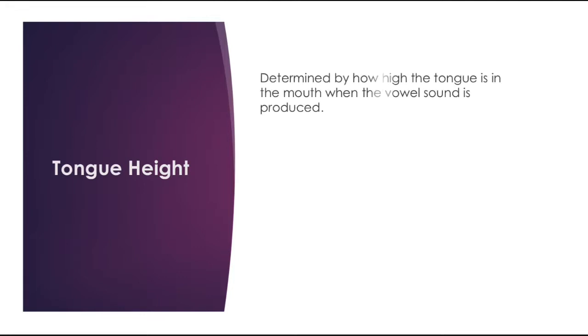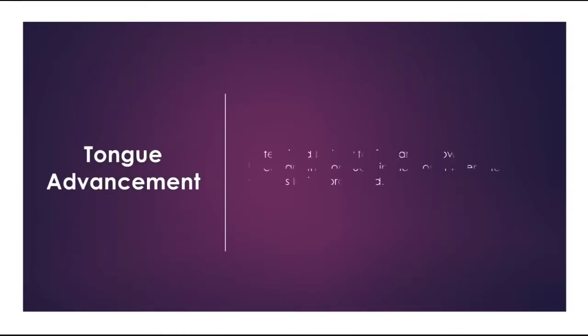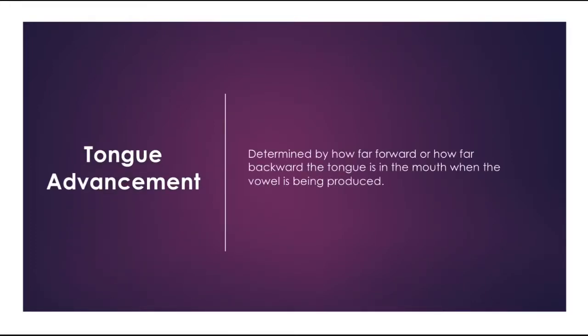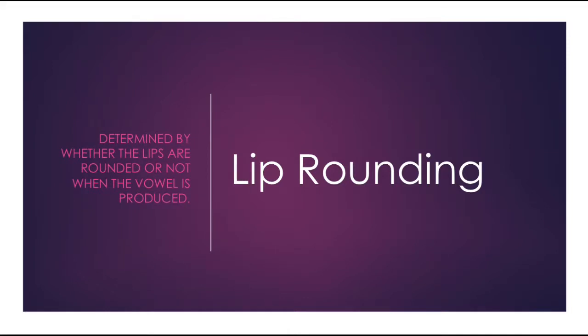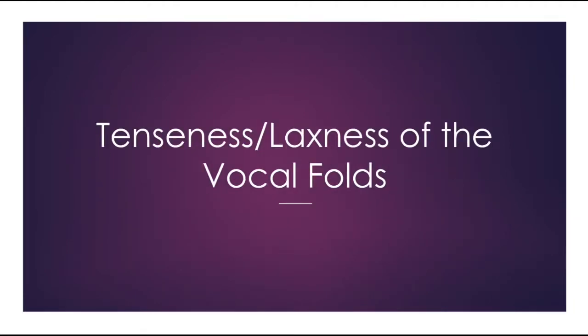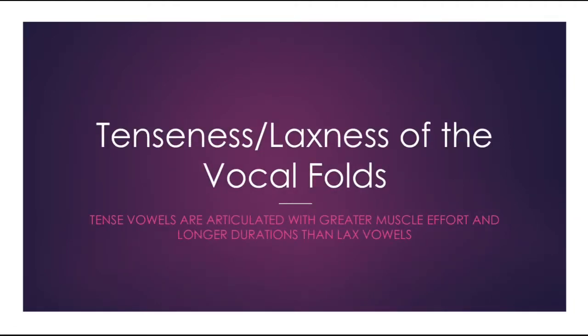So what is tongue height? Tongue height is determined by how high the tongue is in the mouth when the vowel sound is produced. And vowels can be high, mid, low, high mid, or low mid. Then there's tongue advancement. Tongue advancement is determined by how far forward or how far backward the tongue is in the mouth when the vowel is being produced. Then there's lip rounding, which is determined by whether your lips are rounded or not when the vowel is produced, so that's pretty self-explanatory. And then there's tenseness and laxness of the vocal folds. Tense vowels are articulated with greater muscle effort and longer durations than the lax vowels.